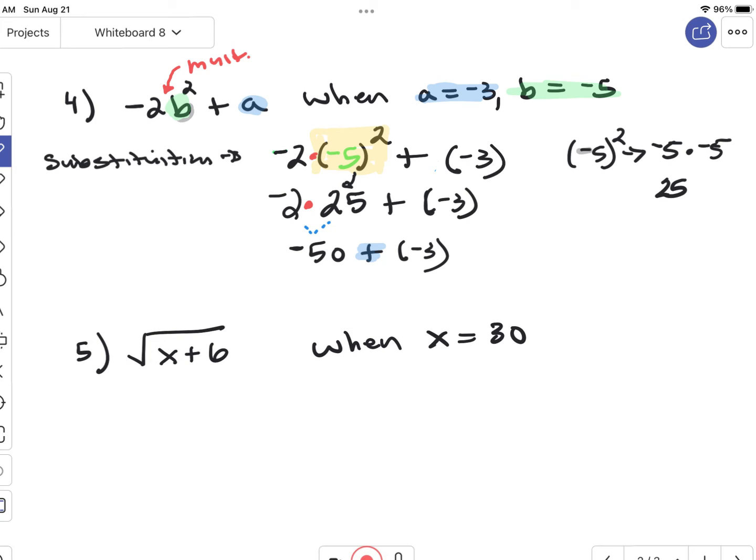So don't we have 50 negatives? I mean, we're certainly not going to write 50 negatives, and then 3 more negatives. So don't we just have a bunch of negatives? We're certainly not going to write all those out. So negative 53 is your final answer. And that's what your work should look like.